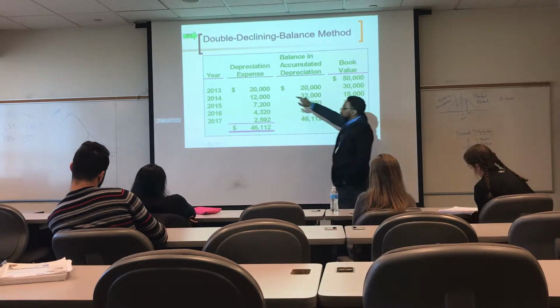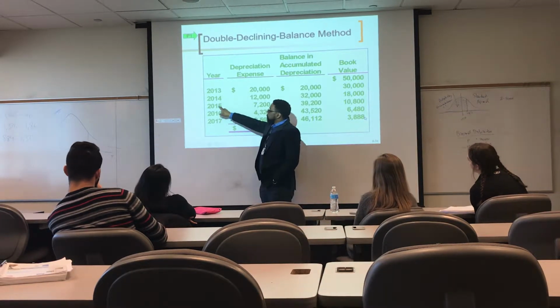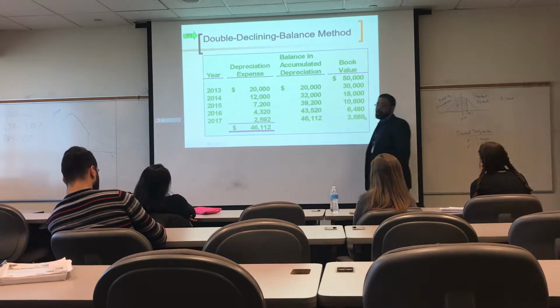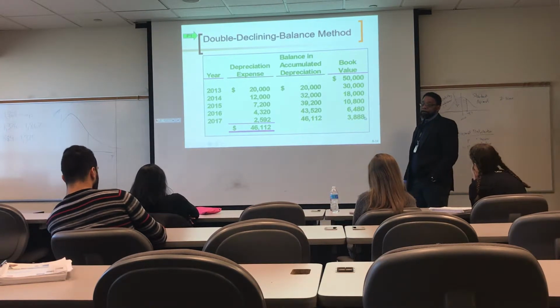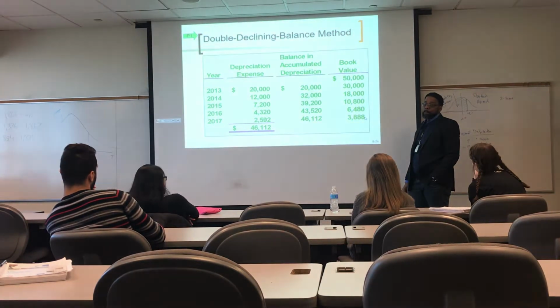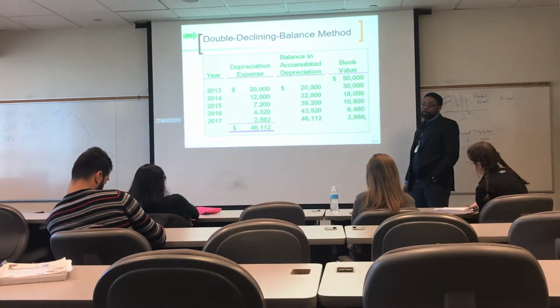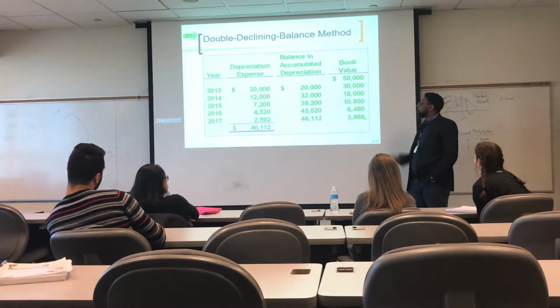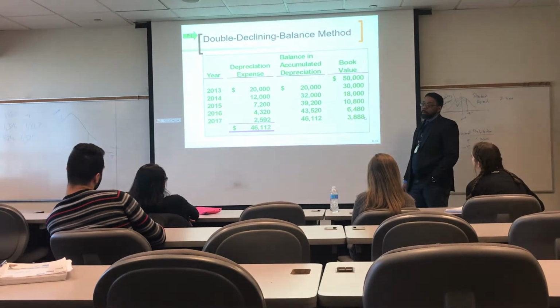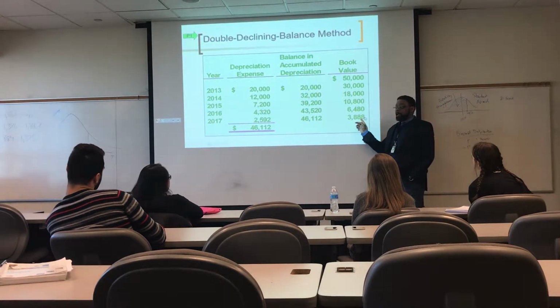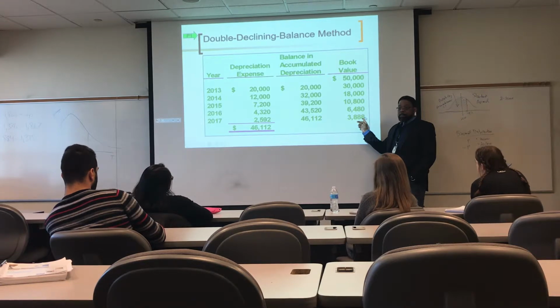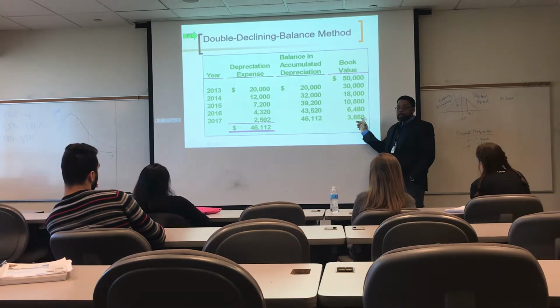Useful life is 5 years. 1, 2, 3, 4, 5. Here's your 5 years. And salvage value is what? Where's your salvage value? No, where is it on here? 3,888. Is this your salvage value? No.